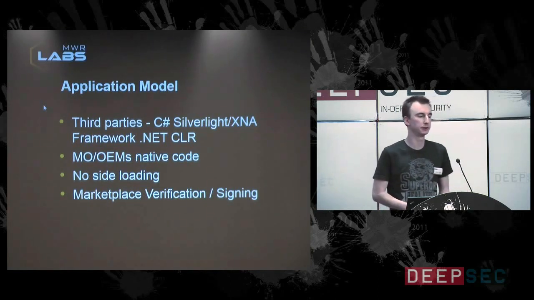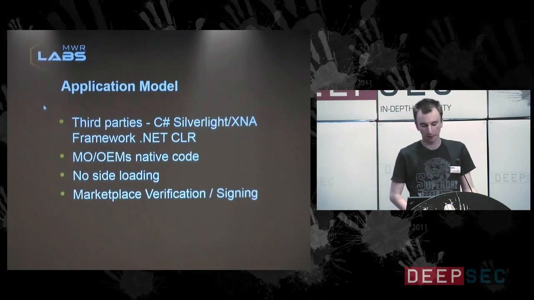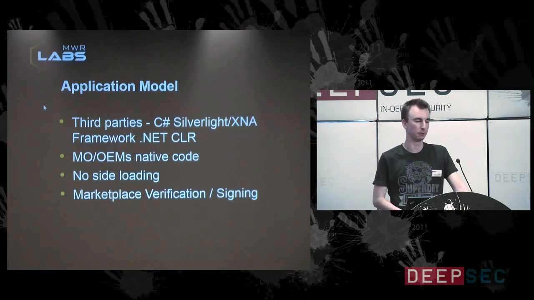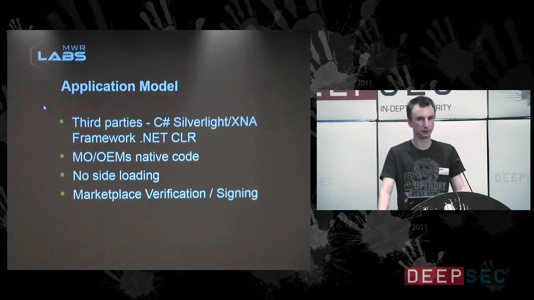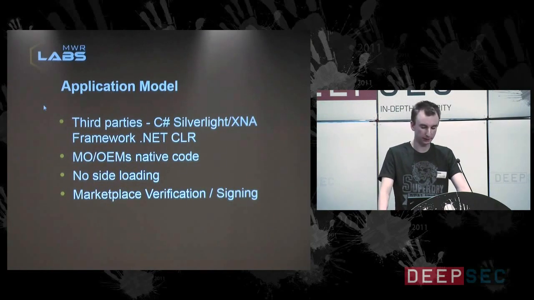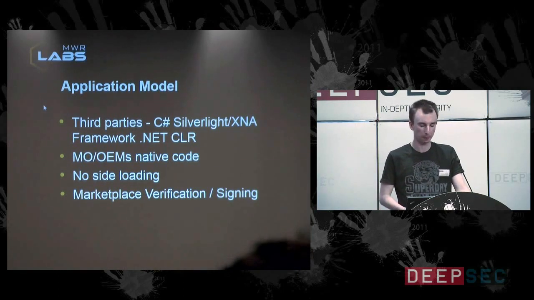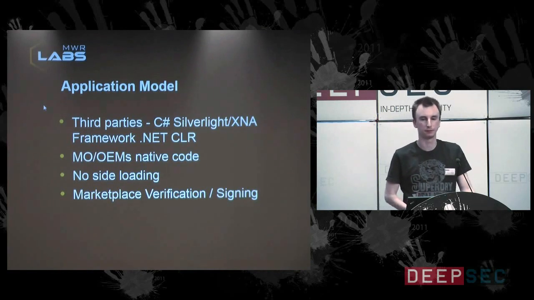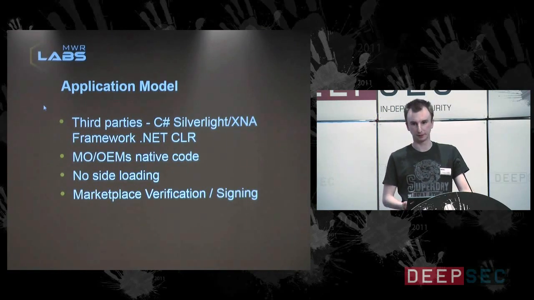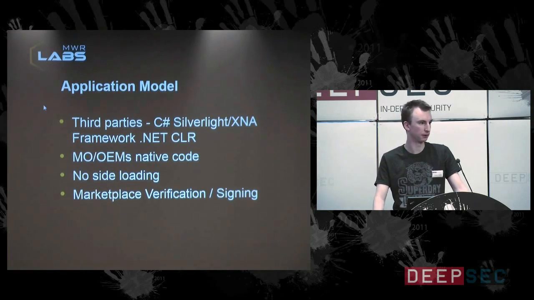So I think it's really important to understand the application model, how applications are developed for the platform and what functionality application developers get. Normal developers, which are not the OEMs, are restricted to writing managed code. They're restricted to writing C# on a customized Silverlight XNA framework. So that gives you the additional security of the .NET CLR, type safety, and so on. There's no actual native code allowed for third-party developers.